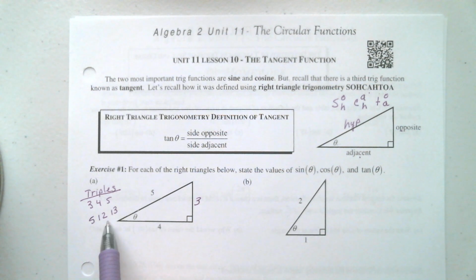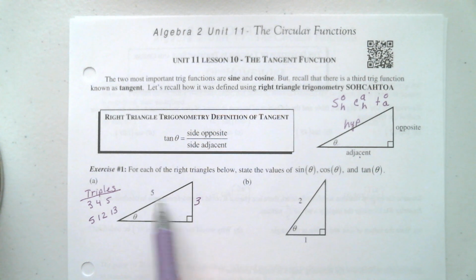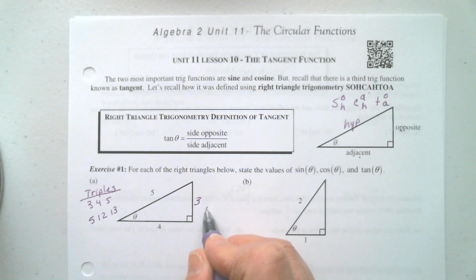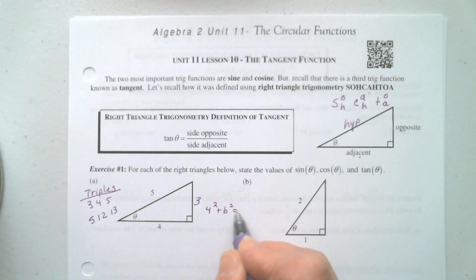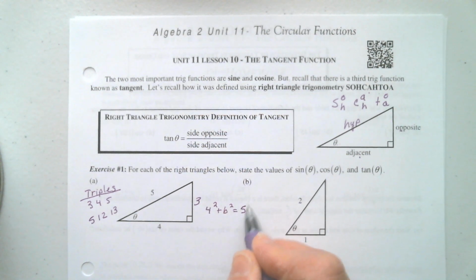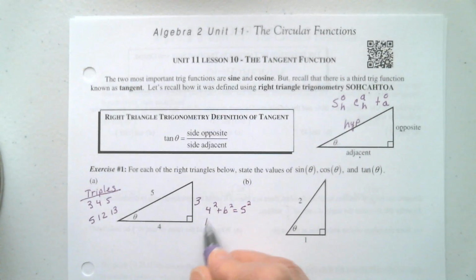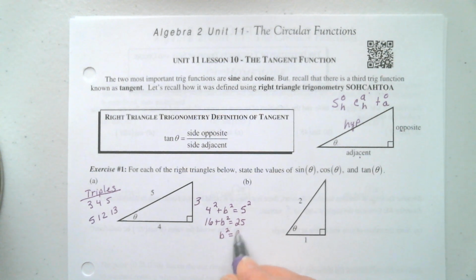You don't have to memorize them. It's good if you do know them, but you don't have to because you can always use the Pythagorean theorem. So in this case, I would say one leg squared, 4 squared, plus the other leg squared equals the hypotenuse, 5 squared. So 16 plus b squared equals 25. Subtract 16, b squared equals 9. Square root both sides, b equals 3.